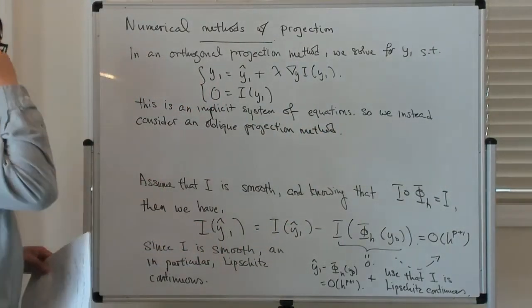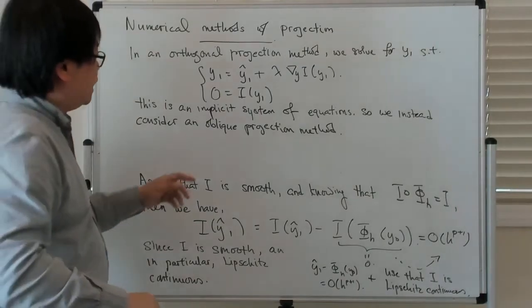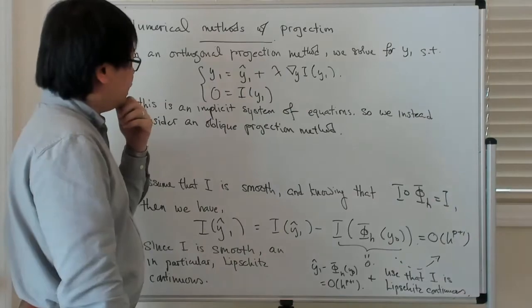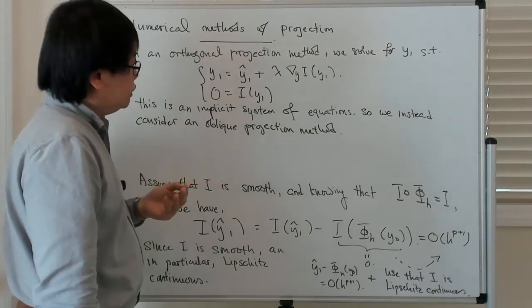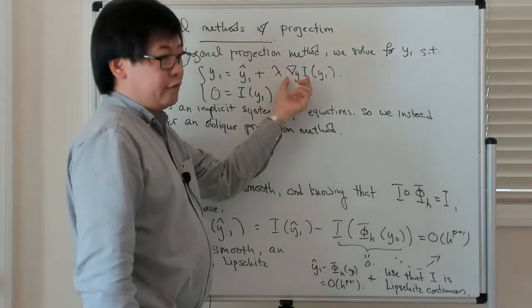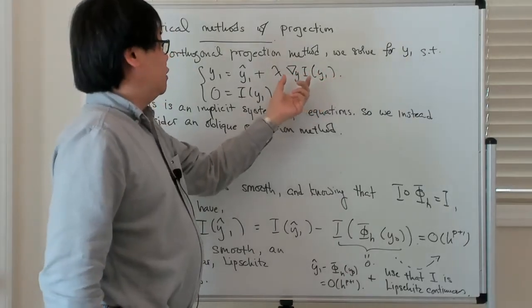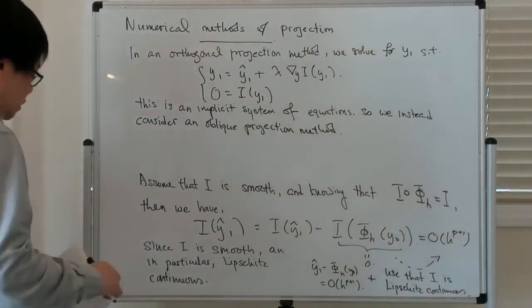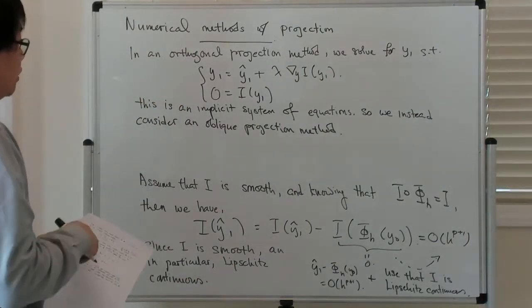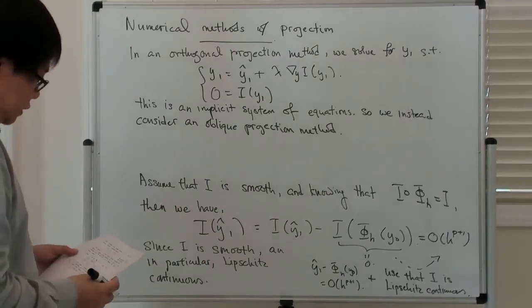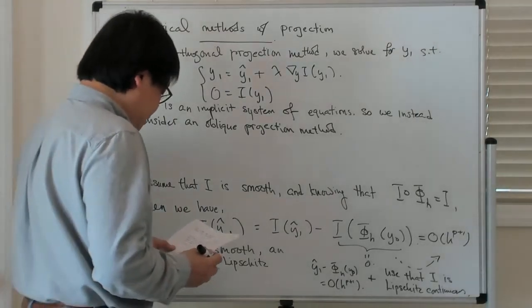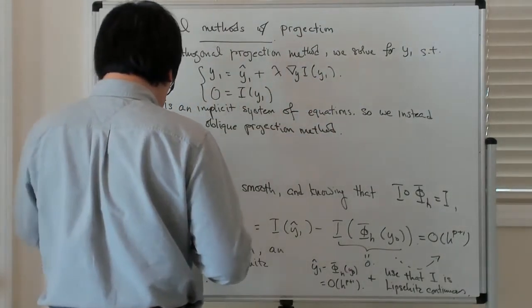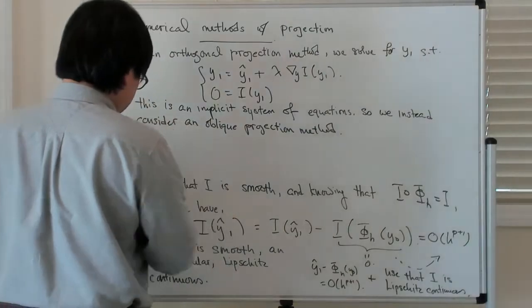And of course, one of the big problems is that y1 shows up on both the left and right-hand side. So one very natural thing to do is to replace the gradient of I being evaluated at y1 with the gradient of I being evaluated at something you already know. Okay, so that makes your life easier, because then y1, which is the unknown, doesn't show up on both the left and the right. So let's see what happens.